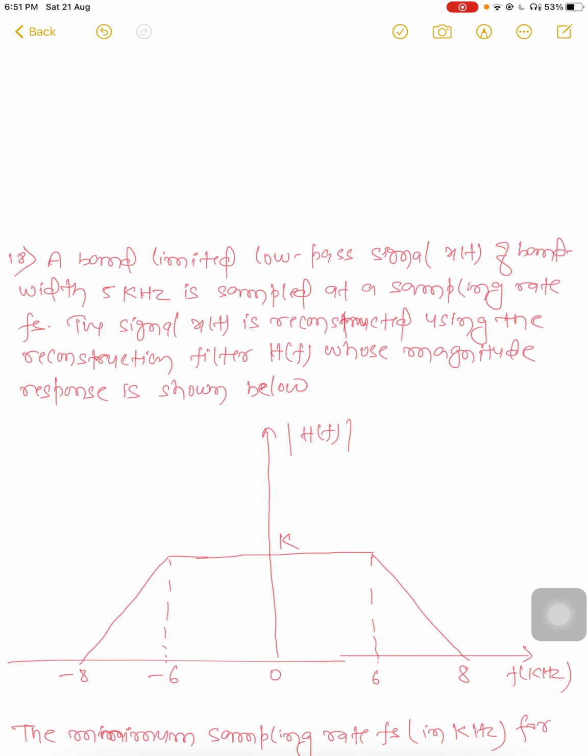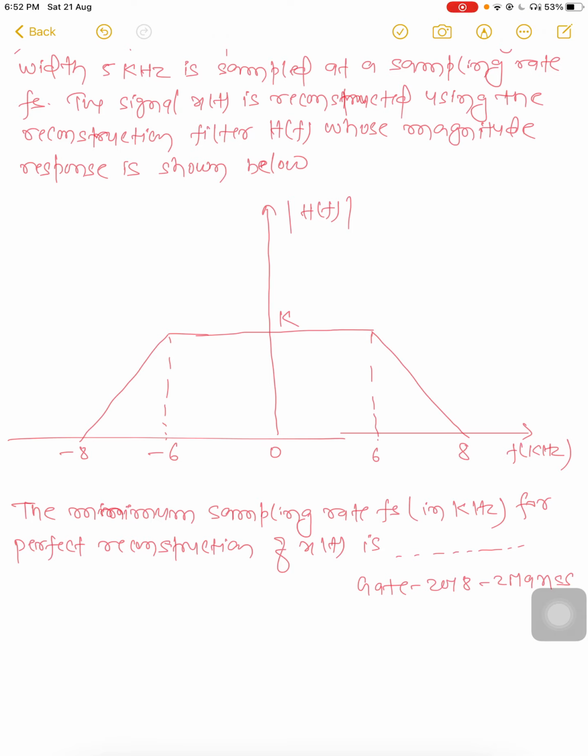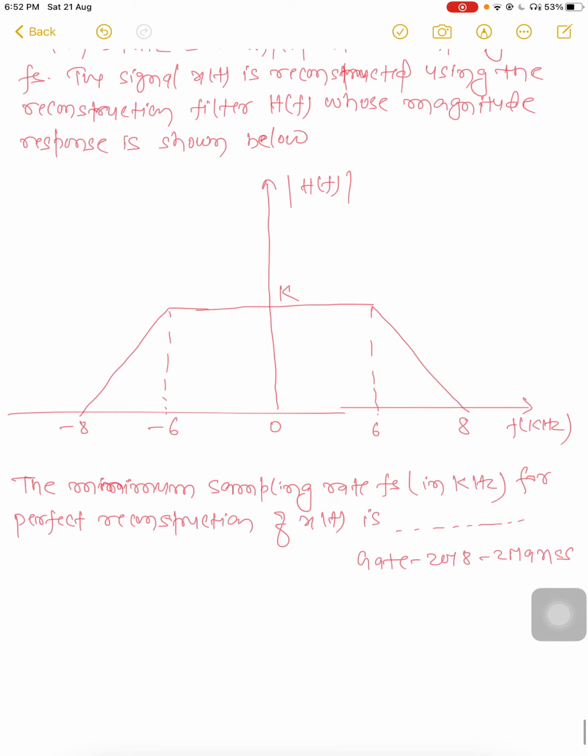Now comes the next question. This one is the last question for today's lecture. A band limited low pass signal x(t) of bandwidth 5 kilohertz is sampled at sampling rate fs. The signal x(t) is reconstructed using the reconstruction filter H(f), whose magnitude response is shown below.